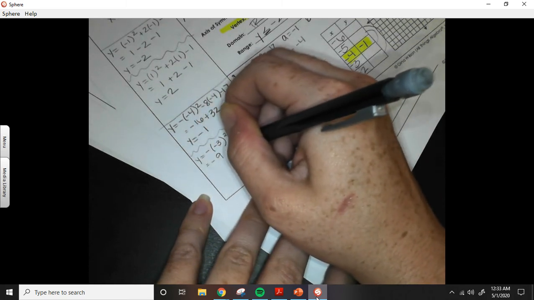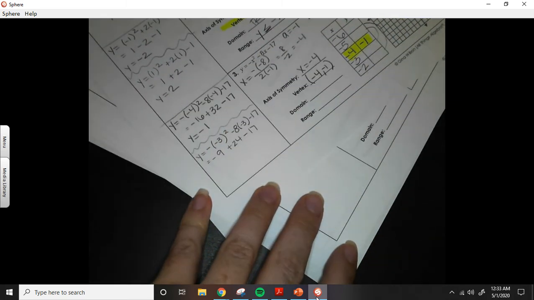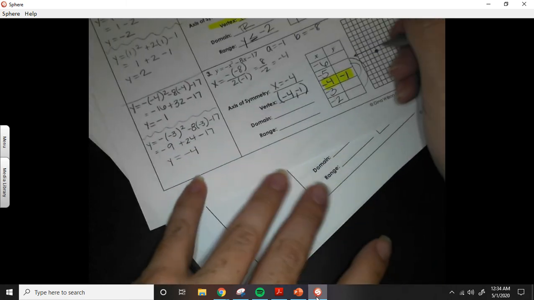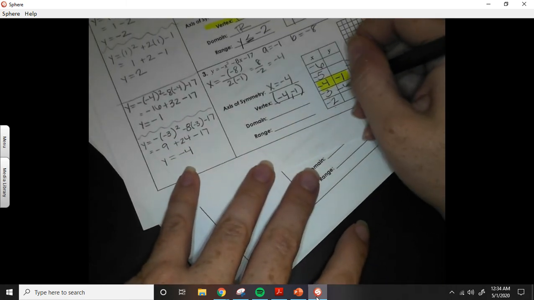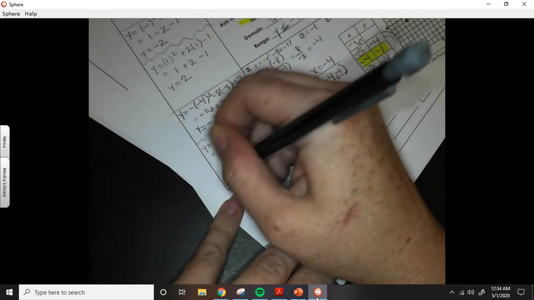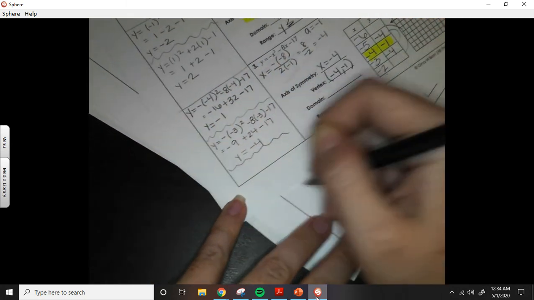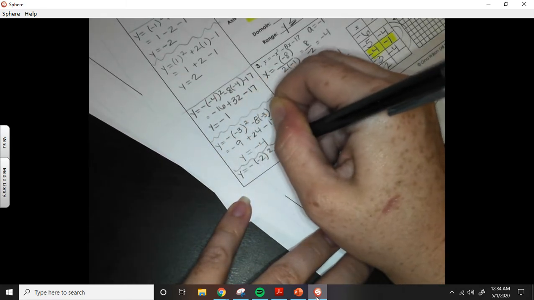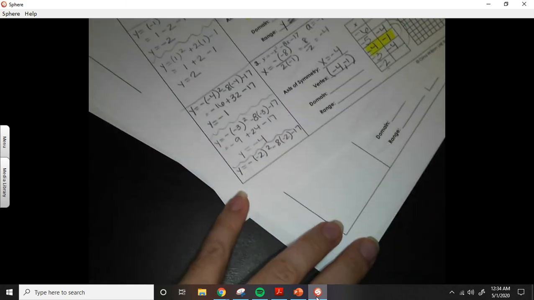-9 plus 24 minus 17. -9 plus 24, so basically that's 24 minus 9, which gives you 13. 13 minus 17 gives you -4. Is that right? Think so. So this means a -3, -4. This is also -4, and then we're going to plug in -2. Y equals -2 squared minus 8 times -2 minus 17.